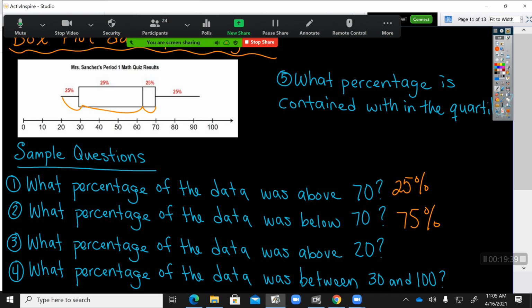Now, number 3 says, what percentage of the data is above 20? So above 20 would be from this spot forward. From the lowest number forward, it has to be all of the information because 20 is the lowest number. So above 20 would be 100% of the information.